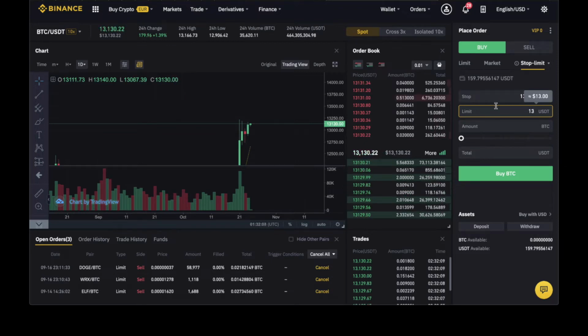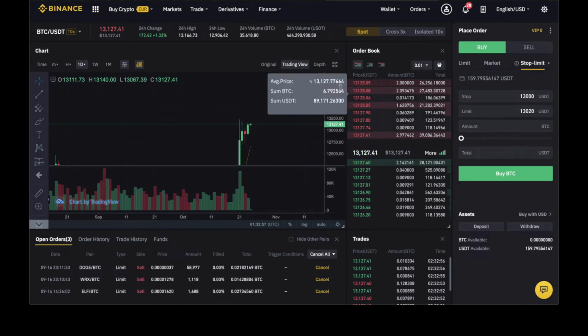You are going to set $13,020. What this means is that when Bitcoin gets to $13,020, that's $20 away from our stop price, it helps me sell it for 13,000. So in that case, there's no way we can miss our order getting filled. Surely our order will get filled because we already told the system to sell $20 away. Do you understand? So that's what stop limit does.